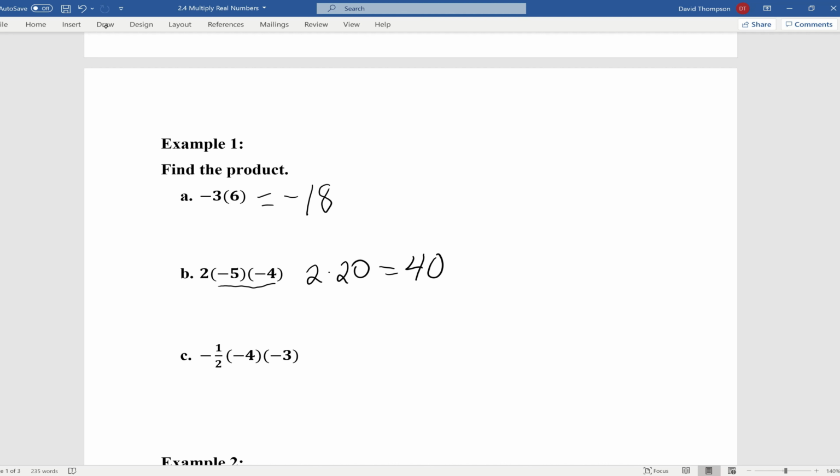And then last, we have negative 1/2 times negative 4 times negative 3. Negative half times negative 4 is going to be positive 2. 2 times negative 3 will give me negative 6, and we are done finding the product of these problems.